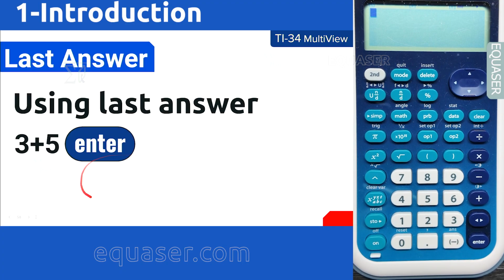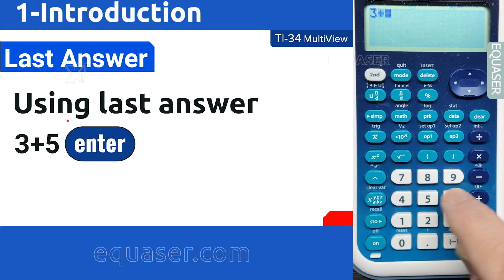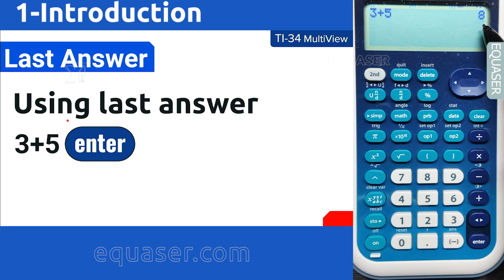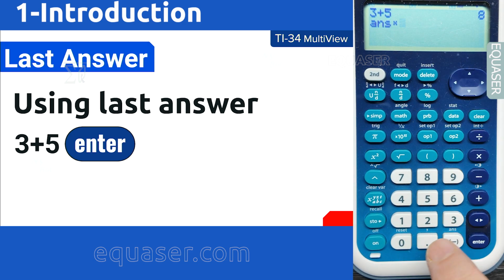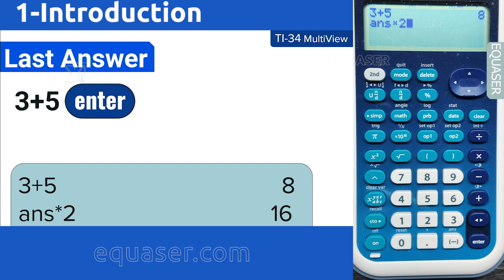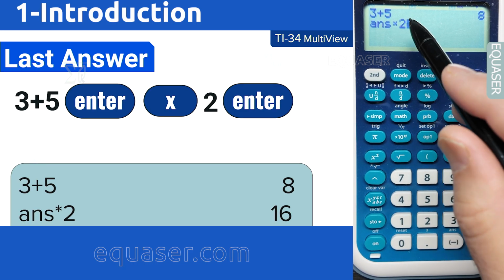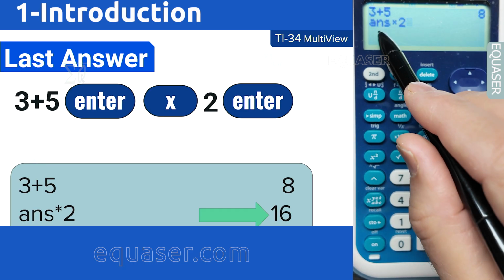Now we have something called last answer. If I do 3 plus 5, enter, you see 8 here, and as soon as I press one of these symbols like multiply, it says ans, multiply, let's say by 2, and in this case the answer is the 8 that was there.